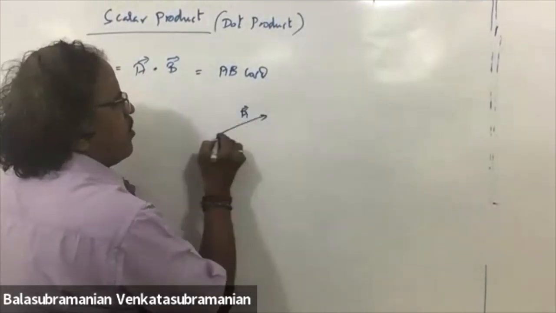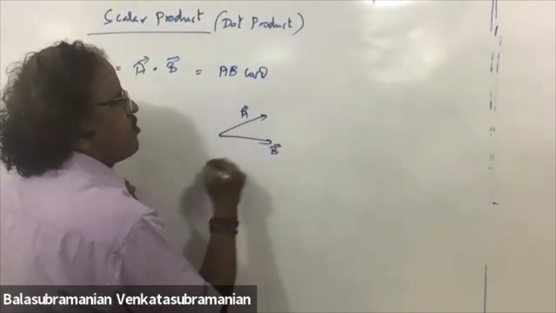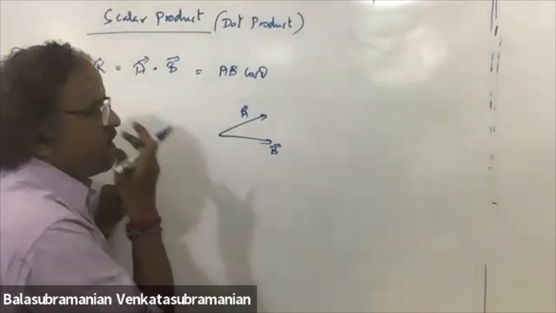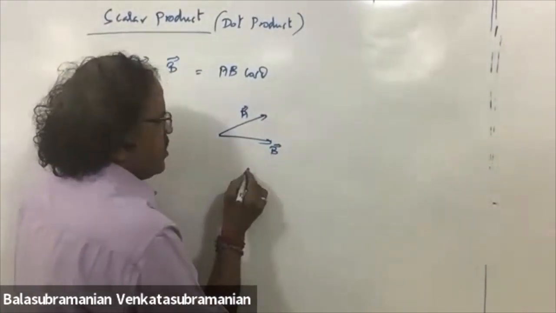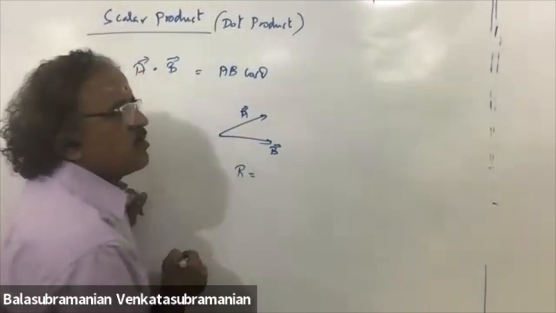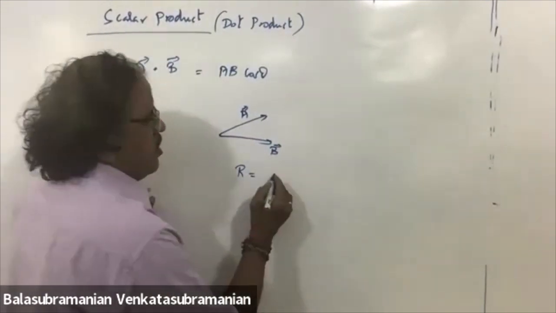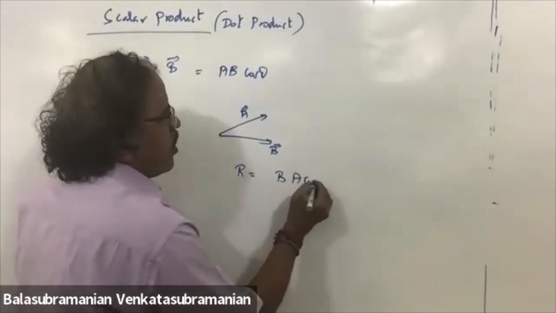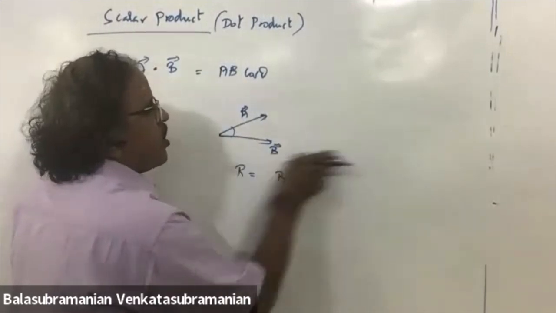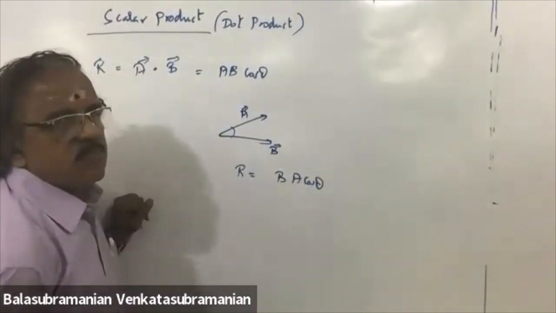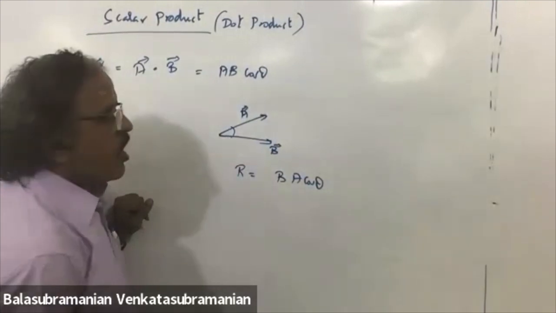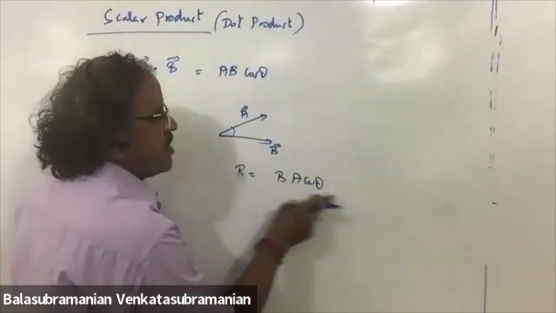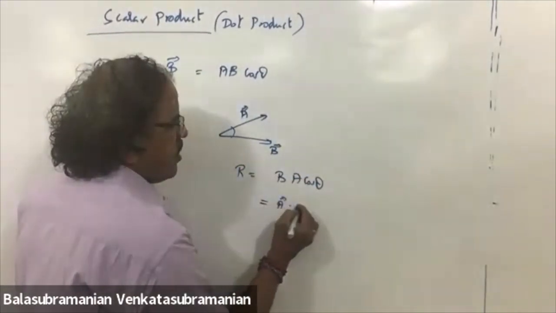Vector A, vector B. Resultant will be along this direction. R is equal to B into component of A along this direction. Component of A along this direction is A cos theta, that is nothing but A dot B.